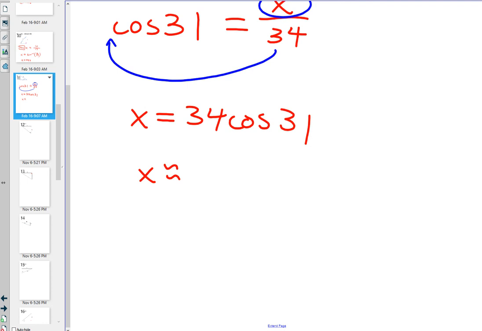What'd you get, Scotty? 29.1 approximately. Yeah, it didn't tell us what the number was. Addie, do you agree with that? Okay.